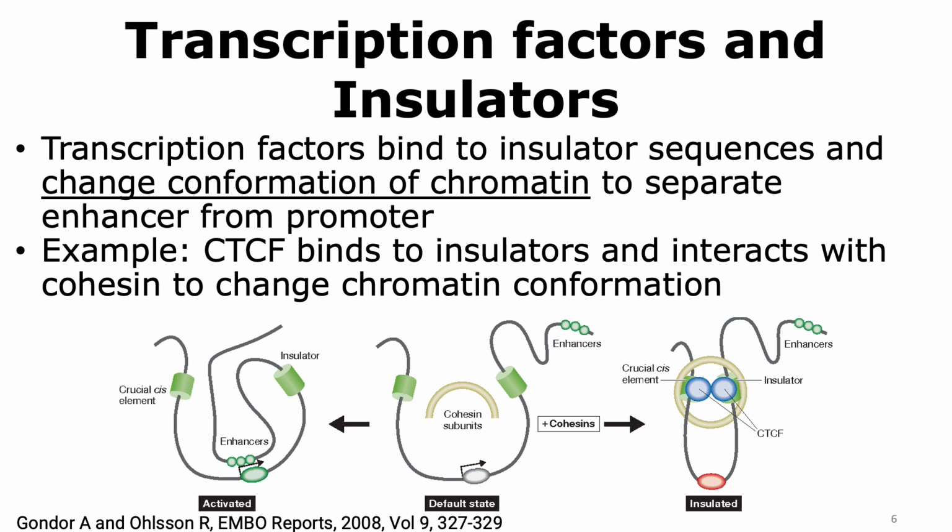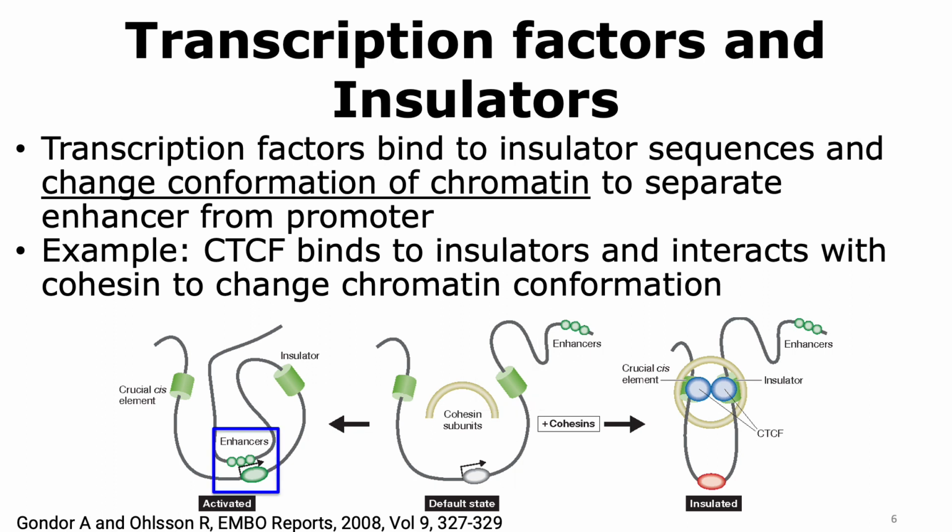If we look at the figure below, let's look at the middle panel first. In the middle panel, that oval-shaped structure is the promoter of a gene. And when we look at the enhancer, we can see that it is quite far away from the gene. The cylindrical structure between the promoter and the enhancer is the insulator sequence.